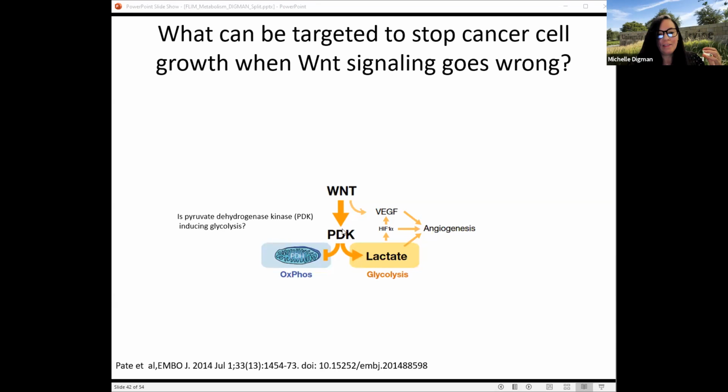So they think that there's a protein called PDK1 that is regulating oxidative phosphorylation. It's inhibiting OXPHOS, going to glycolysis and causing angiogenesis. So there's a correlation between glycolysis and blood vessel growth because of this protein PDK1.